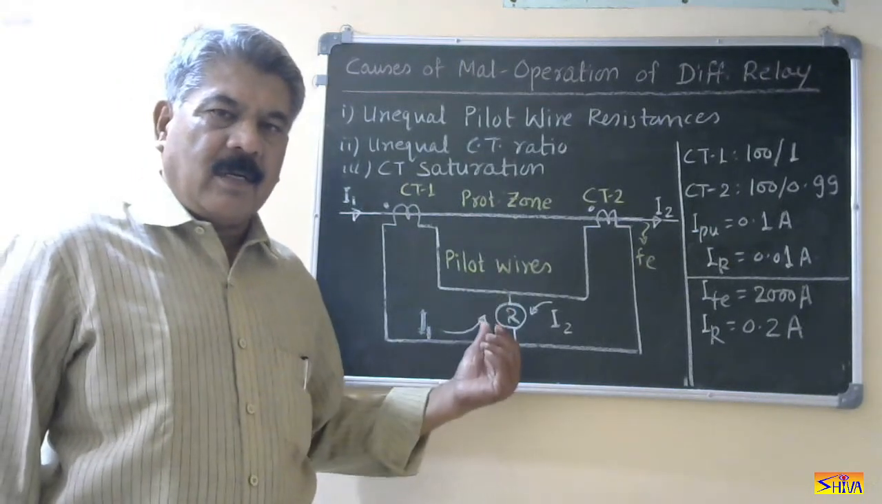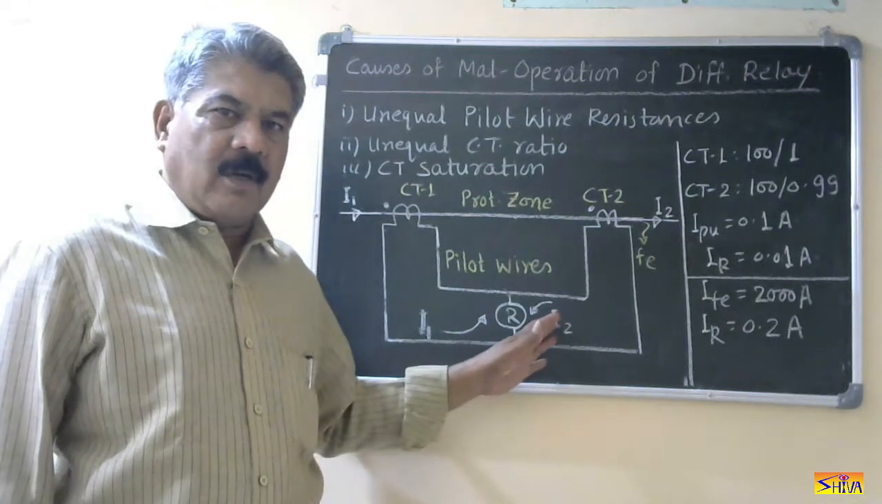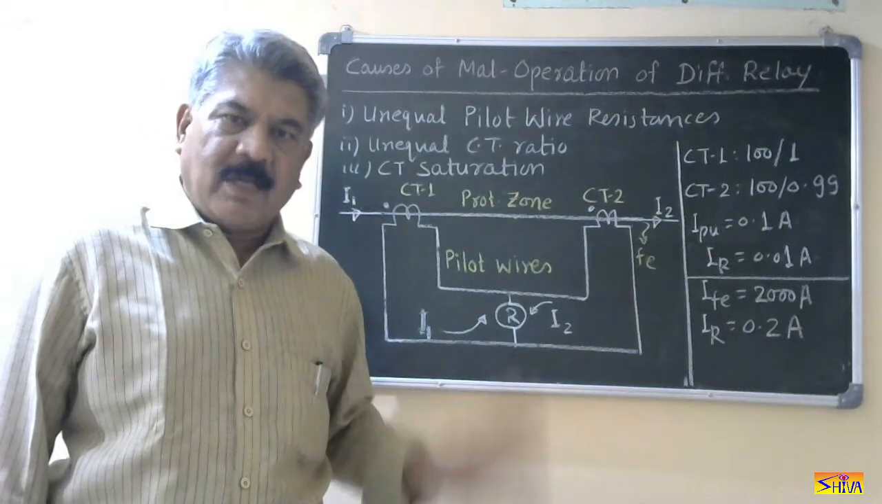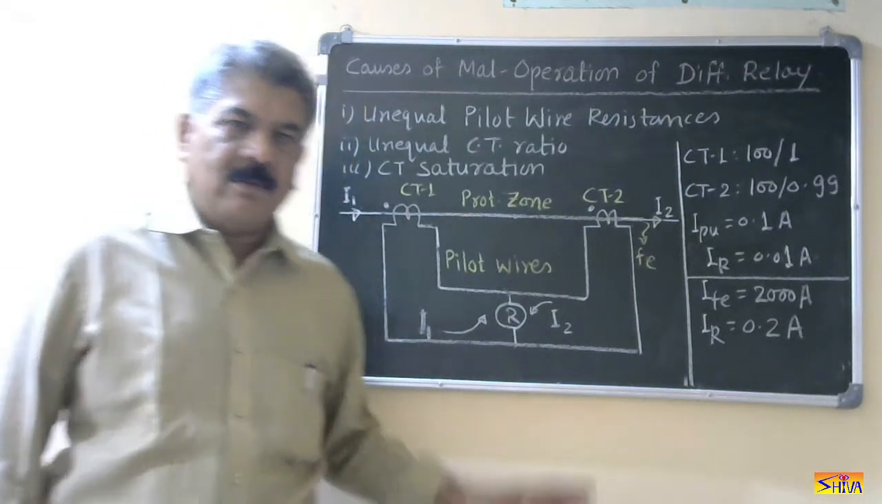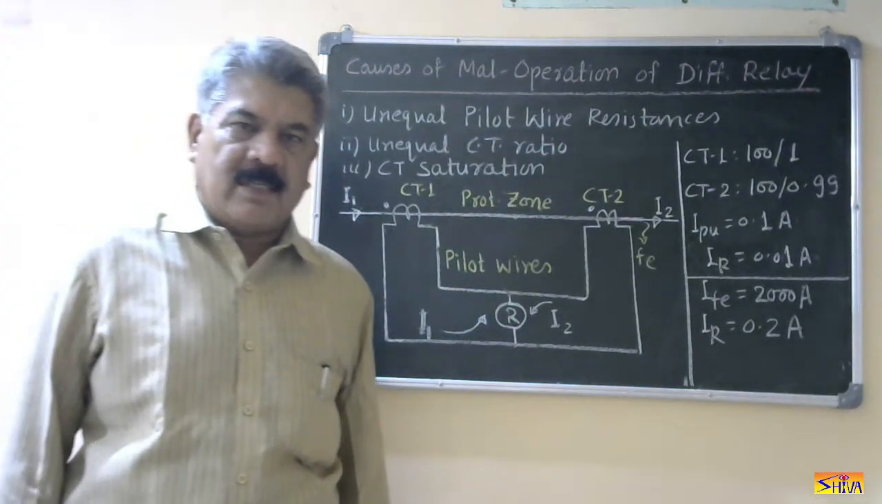For an internal fault, there is no problem because the relay has to operate. But for an external fault, when this current increases and exceeds the pickup value of the relay, then the relay operates. The first reason for loss of true fault stability is unequal pilot wire resistance.